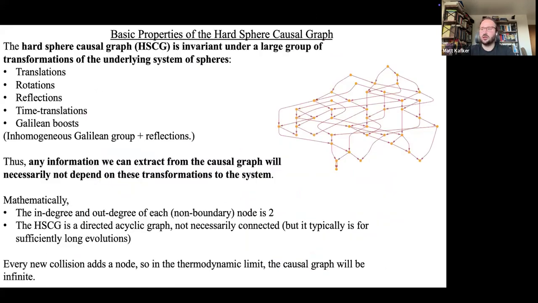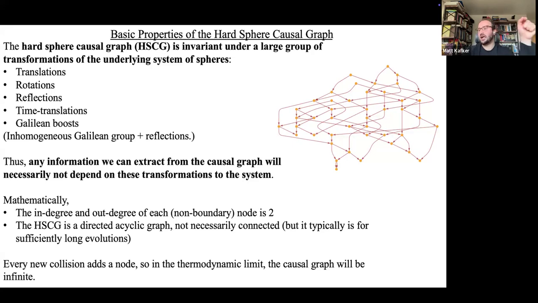Now, let's talk about basic properties, but we should keep in mind, is this actually useful for anything, or is this just something to construct because we can? So one thing that is useful about this is the causal graph is invariant under a large group of transformations to the underlying system of spheres. You can translate it in space, you can rotate it, you can reflect it about the origin, you can translate in time, you can in fact Galilean boost, so all the particles are given some additional velocity in the same direction.